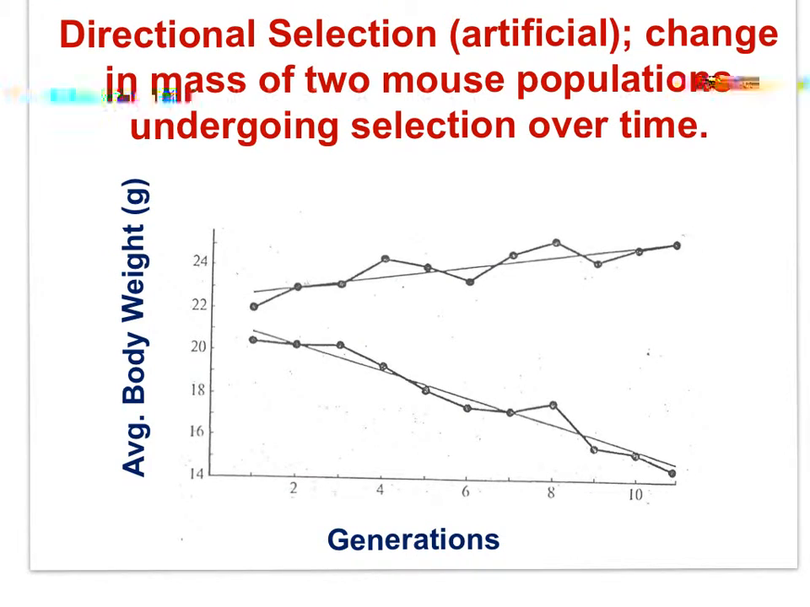Here is a different graph displaying the results of two experiments where artificial selection occurred. A scientist selected mice with large body weights to mate, and over time, the average mass of the population went up. Directional selection. In the second experiment, the smallest mice were selected for mating, and the average mass of the population went down. Directional selection. Don't forget that each population at each moment in time continued to display variation due to meiosis. Selection cannot occur unless variation exists.